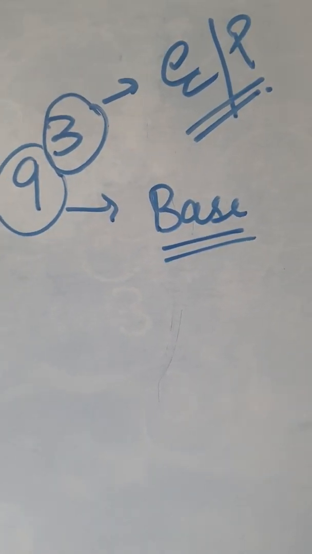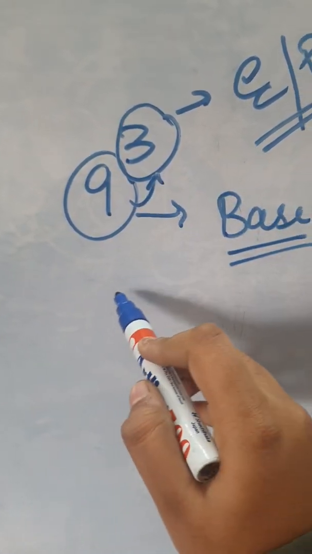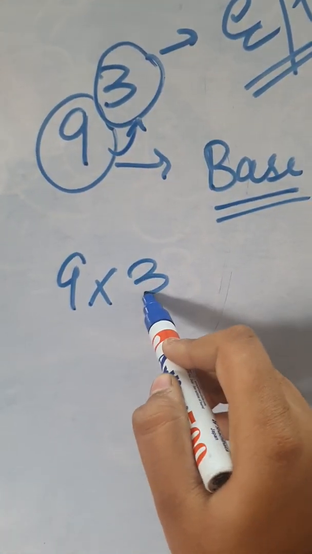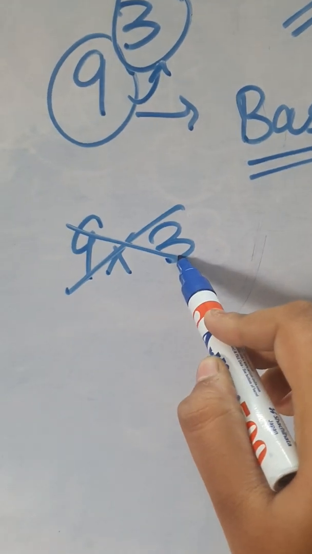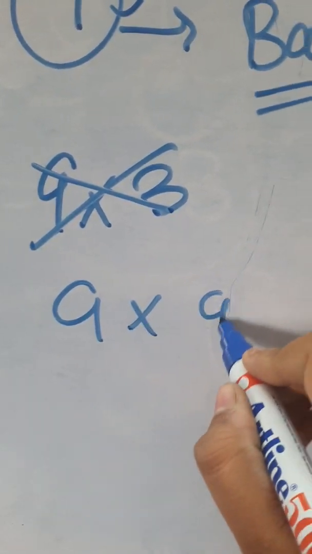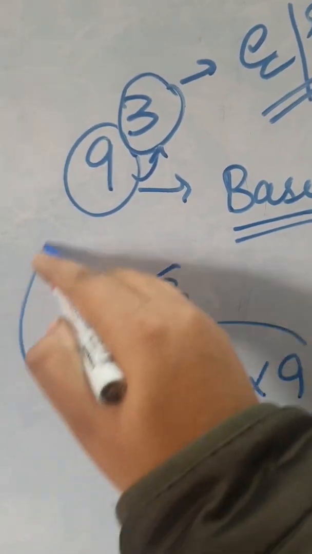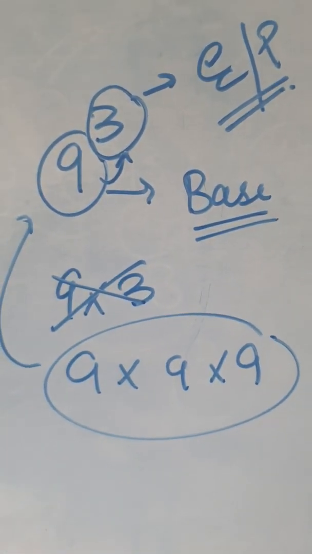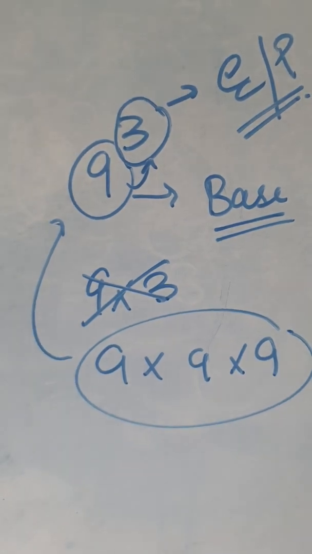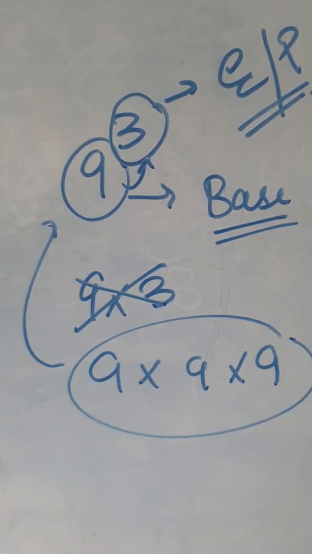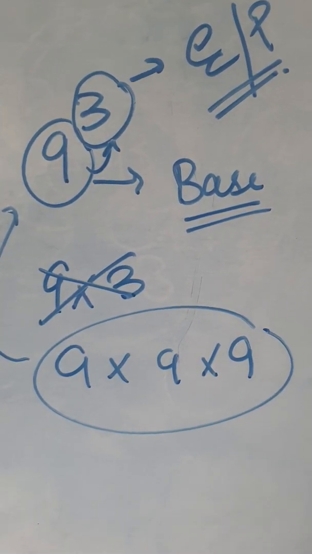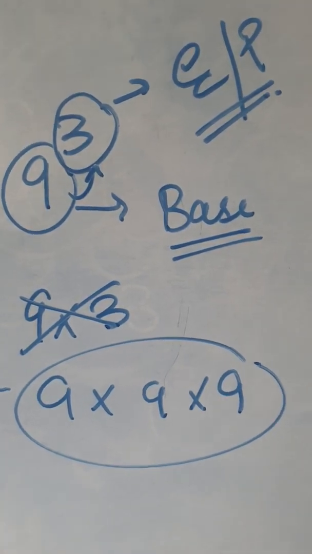This means that if it is 9 raised to power 3, we are not going to multiply 9 into 3. No, we are rather going to do 9 into 9 into 9, 3 times. So 9 raised to power 3 means 9 into 9 into 9. We are multiplying 9 with itself 3 times. We are not going to multiply 9 into 3. Alright, let's do one more.